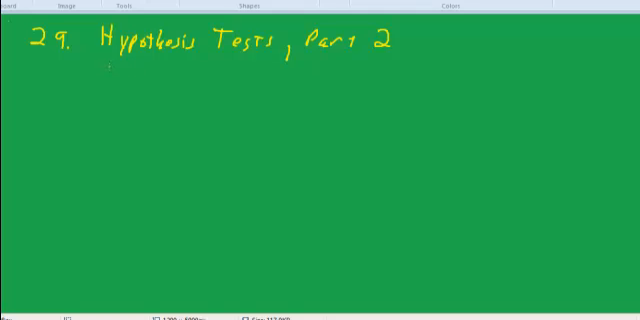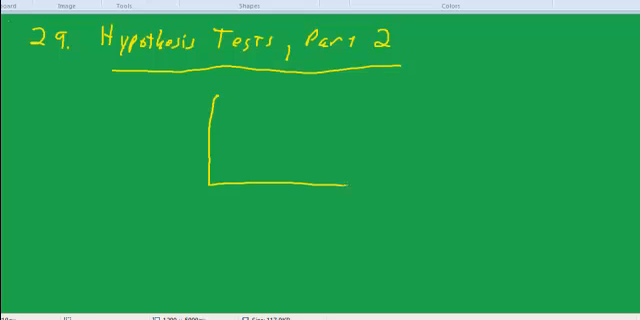And last time we talked some about hypothesis tests. I gave what I think of as a gentle introduction to hypothesis tests. And now I'm going to introduce an awful lot of jargon that pertains to hypothesis tests.